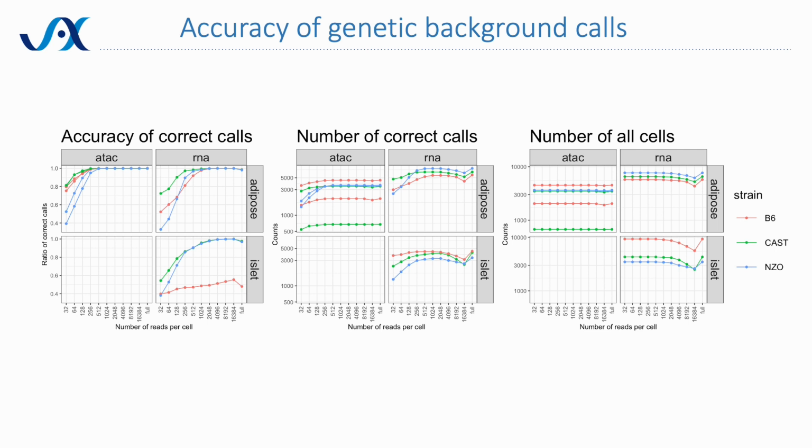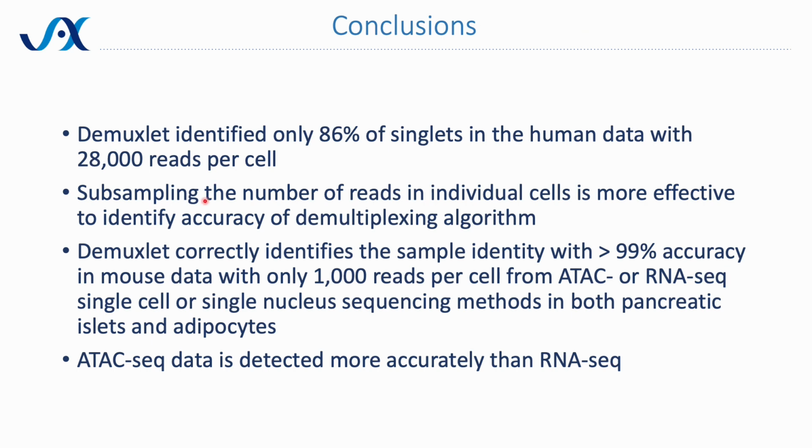It doesn't seem to identify differently between adipose tissue and isolates or in the sequencing strategy. Single cell and nucleus don't play a significant role. Our previous data showed that demultiplexing can identify only 86% of singlets in single-cell human data with about 28,000 reads per cell. In mouse data, it can accurately identify cells with much lower read numbers per cell, and ATAC shows a higher accuracy than RNA-seq.